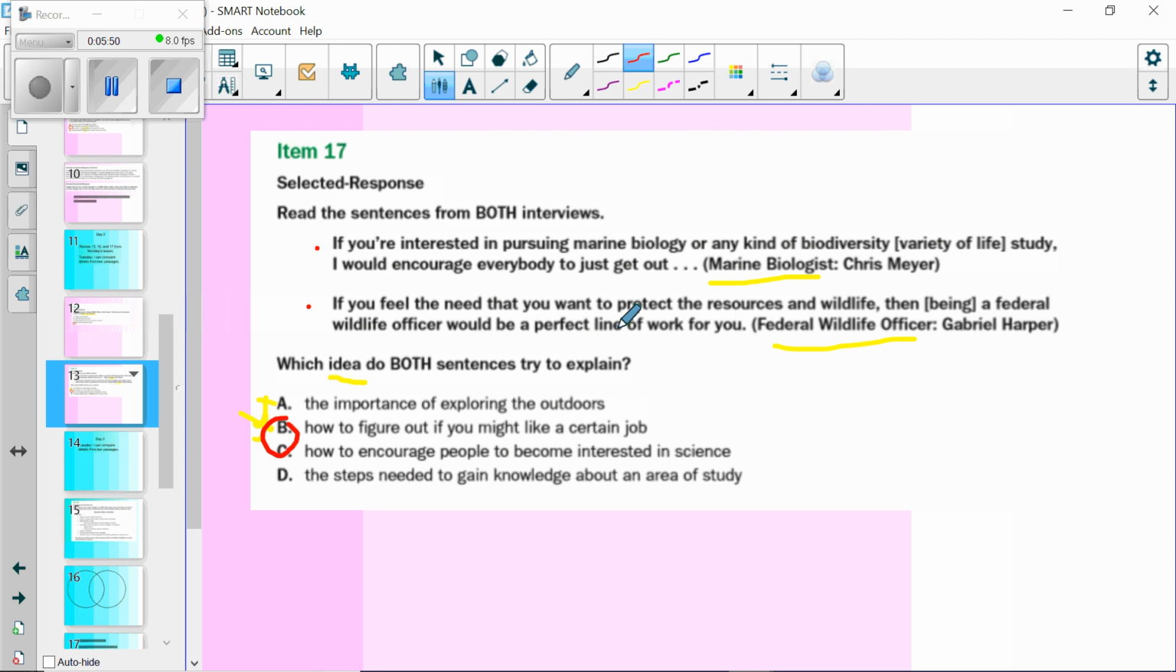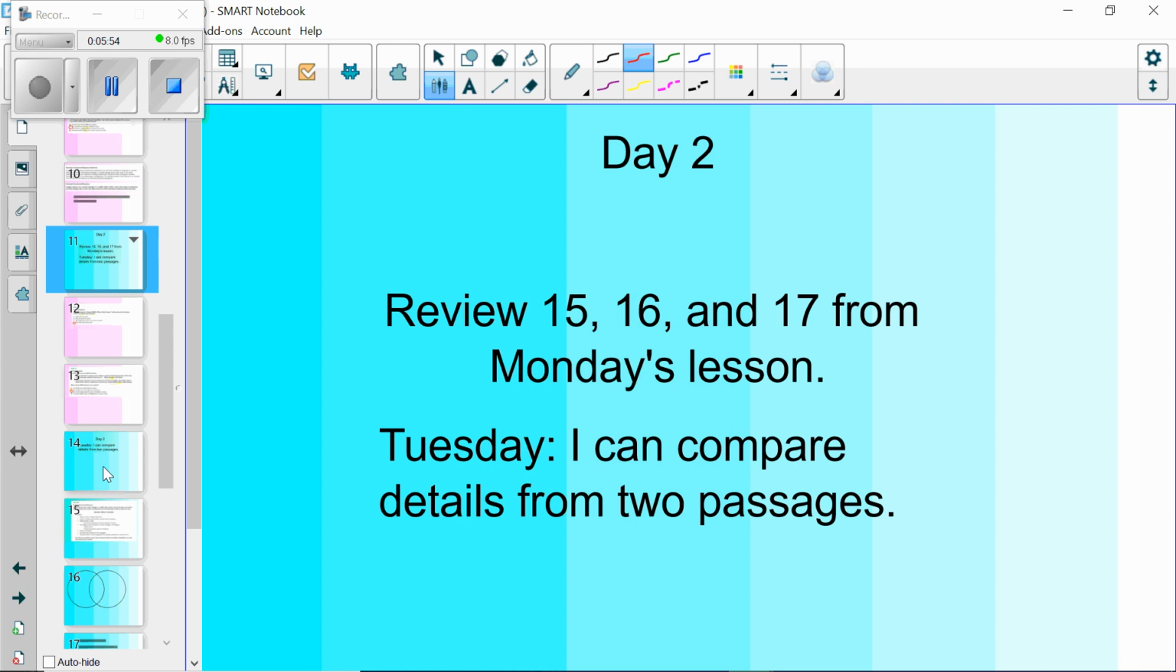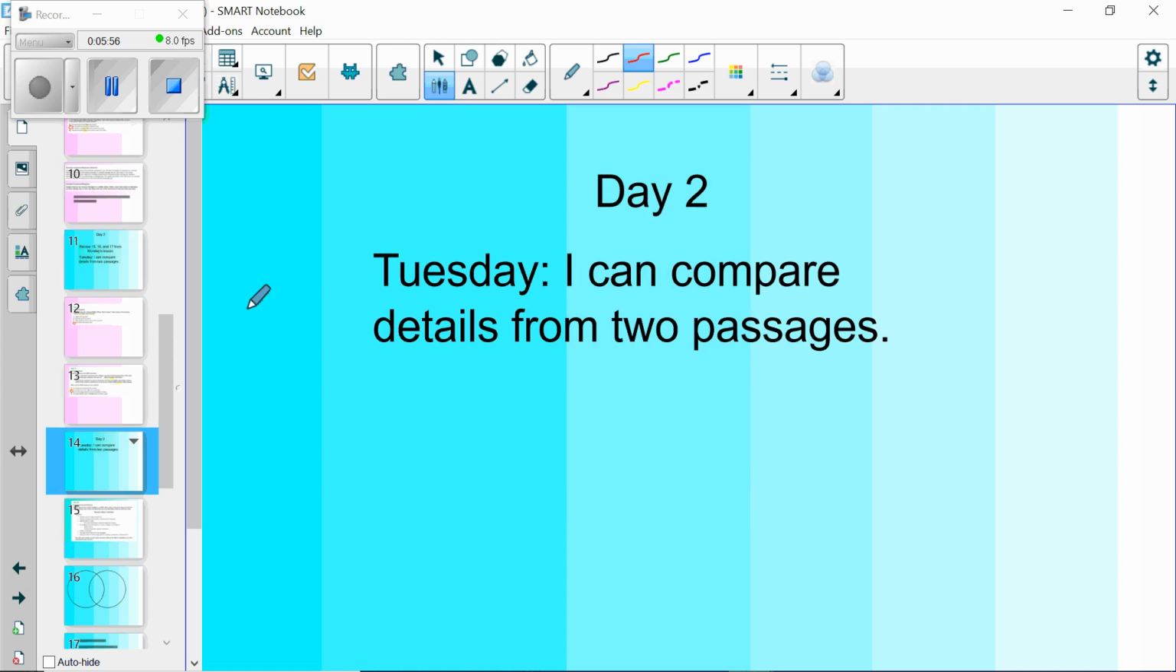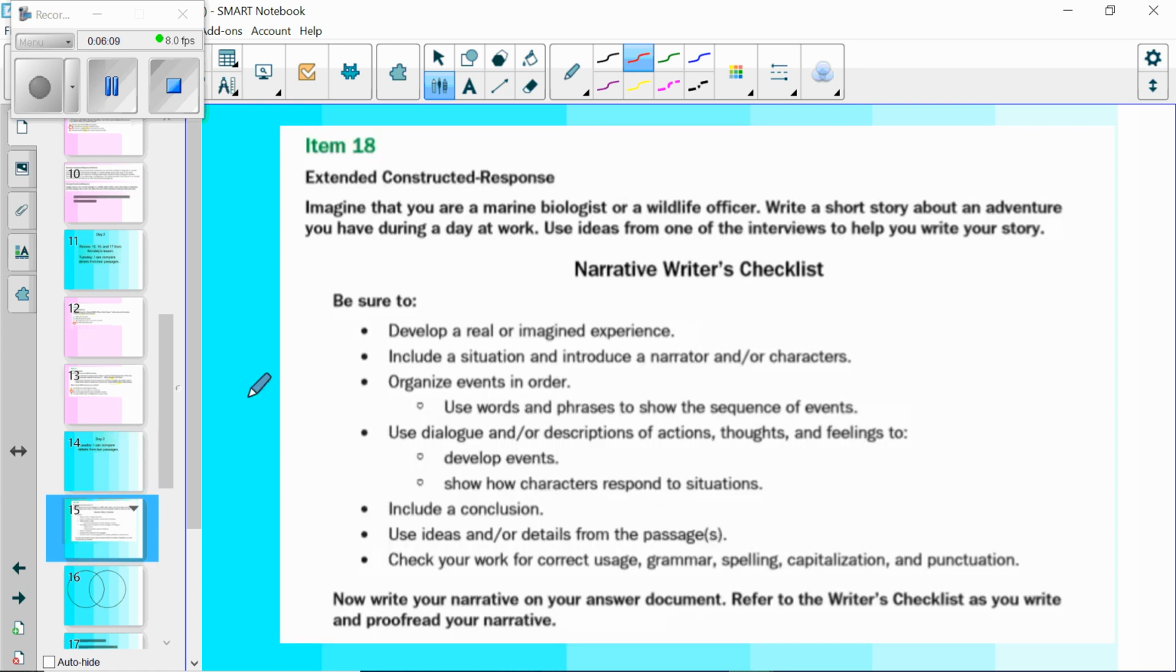So now I want to talk to you about our focus for today. Today's I can statement is I can compare details from two passages. And we know that we're reading two articles. One is about wildlife and one is about marine biology. The point of reading those two articles is we are going to respond to those articles.